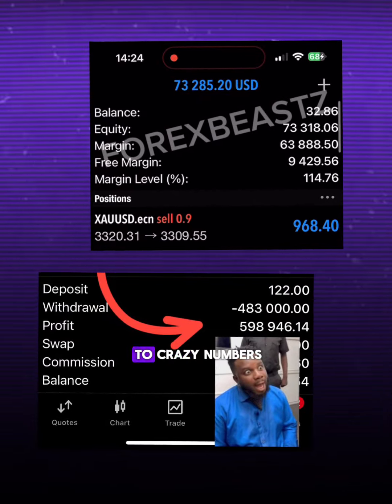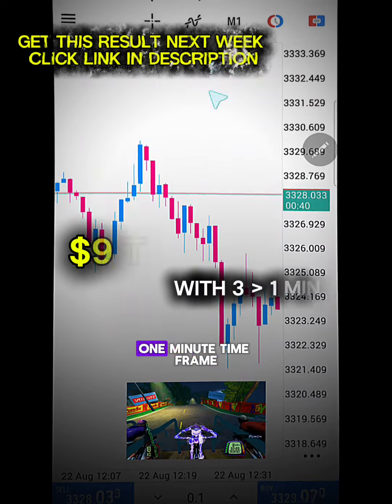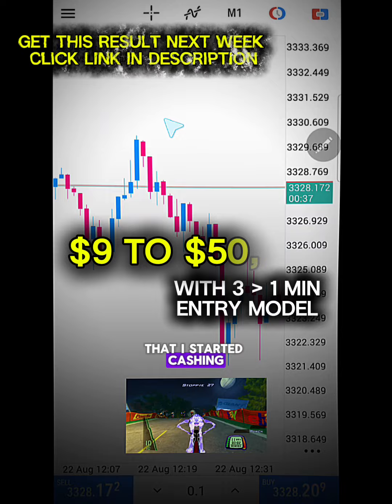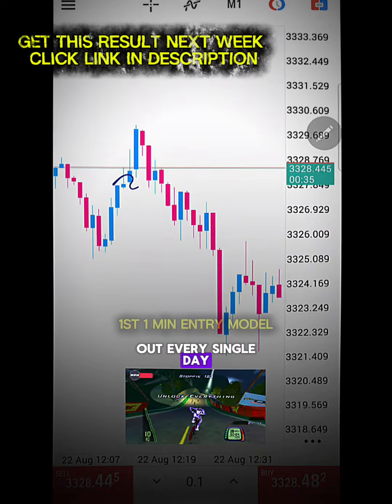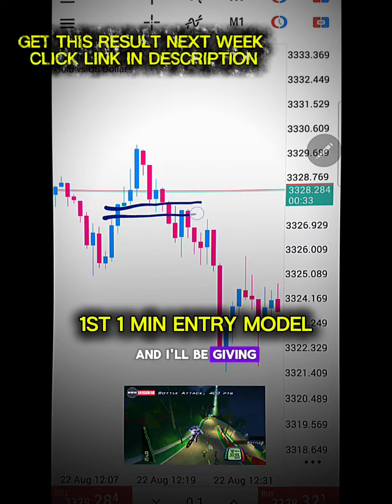After taking many accounts to crazy numbers for investors, scalping the 1 minute time frame became so easy that I started cashing out every single day with 3 different entry models, and I'll be giving you a buy and sell example.